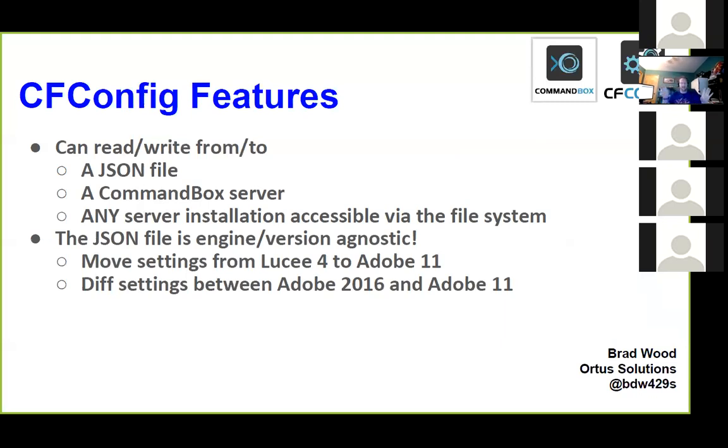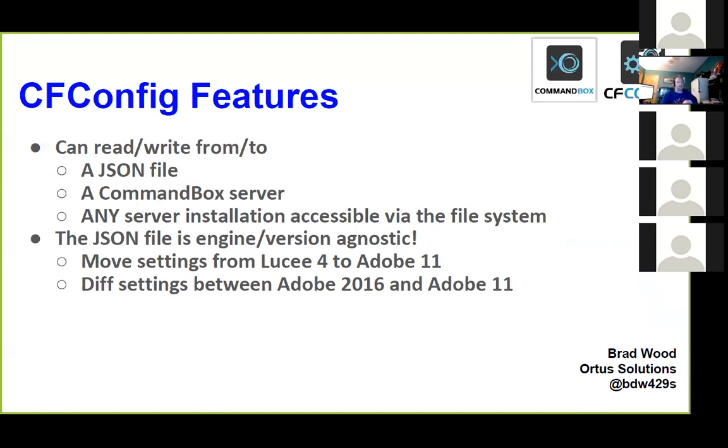The JSON file, this is where it gets really beautiful. The JSON file is engine/version agnostic, right? So when you export the settings out of a Lucee 4 server into a JSON file, those settings have nothing at all to do with Lucee 4. It's just the raw basic settings, which means you can then import those settings from the JSON file into an Adobe 11 server, right? All the same data sources, mail servers, requests, things just can flow from one engine to the other. And CFconfig talks both languages. It translates them as necessary.